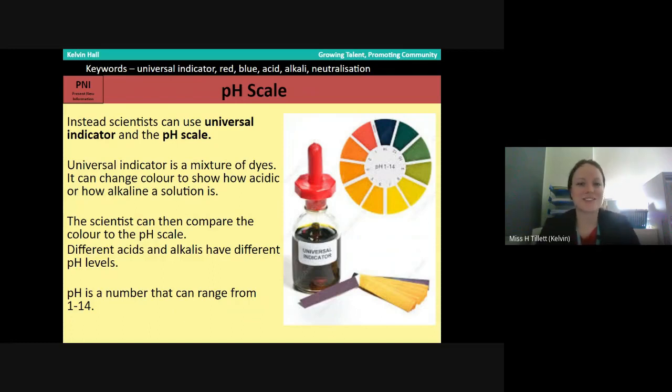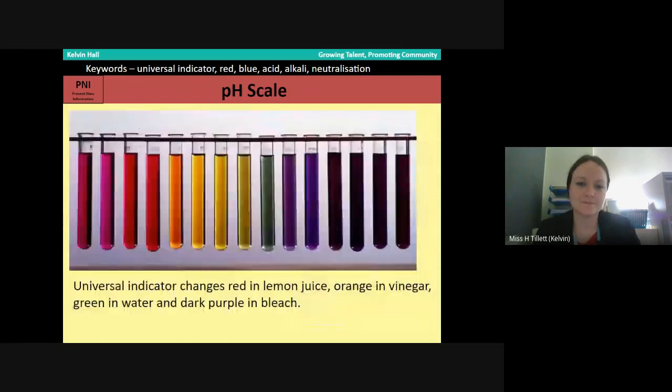When you get to Kelvin, you'll see this. You'll have a go. In the first term, when you start in year 7 in September, you'll be using the universal indicator for yourself. Once we've used the universal indicator, we can compare the results. Once we've added it to a substance and it's changed colour, we can compare it to what's called the pH scale. The pH scale tells us how strong an acid is, okay? For example, hydrochloric acid is a lot stronger than vinegar, and I'll show you what that means on the scale.